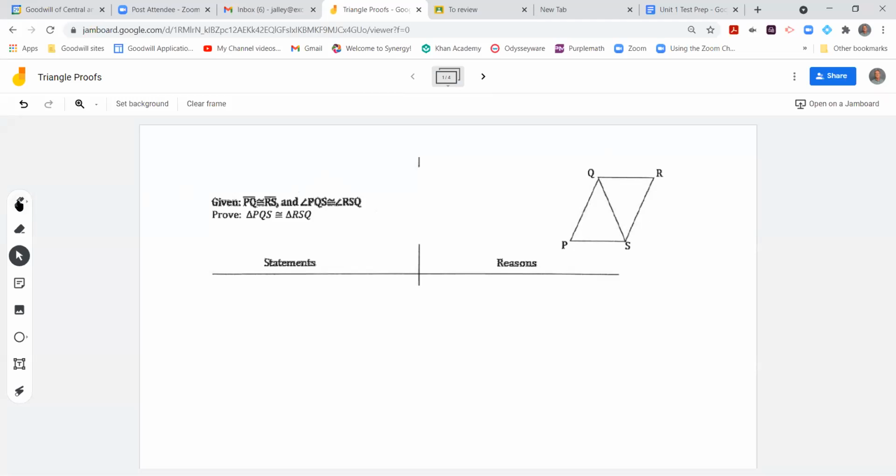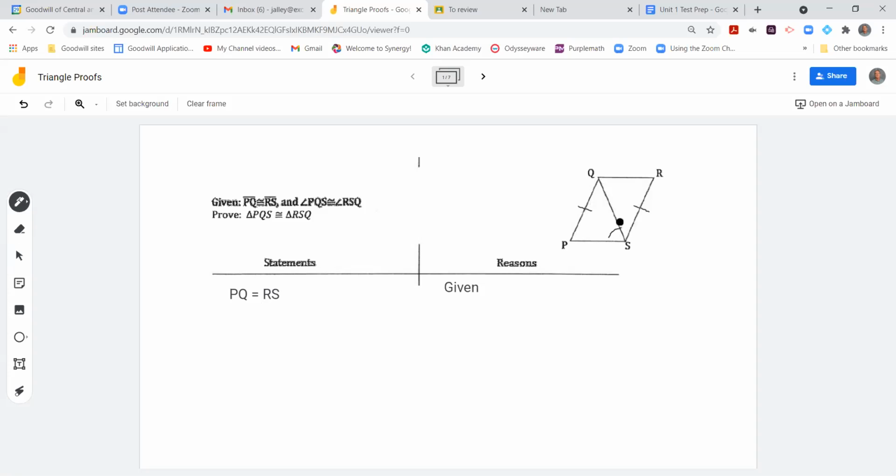Okay, so I'm going to start making some notations here. PQ is congruent to RS. That's where I'm going to start my statements. I don't have a congruency symbol, so I'm just going to use the equal sign. And it's a given. Now angle PQS is congruent to RSQ.